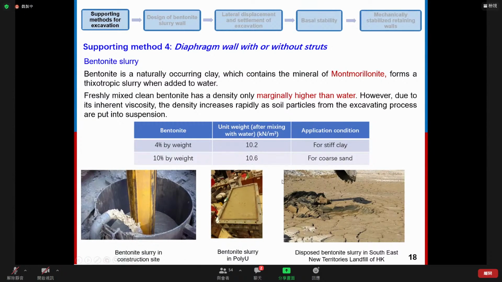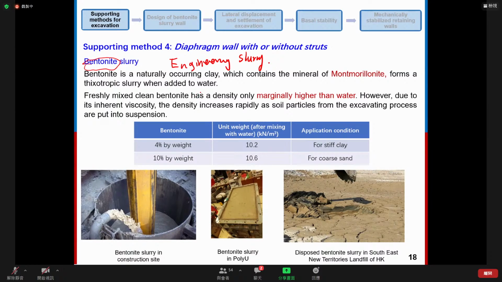Okay. So here, let's talk about bentonite slurry. Bentonite slurry, we can also call it engineering slurry. Bentonite slurry or engineering slurry is formed by mixing the bentonite with water.